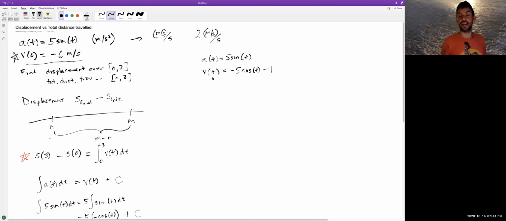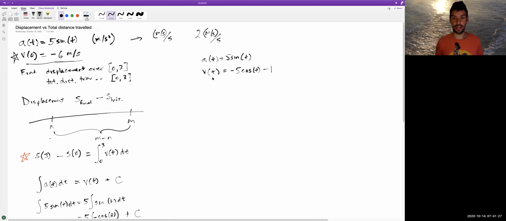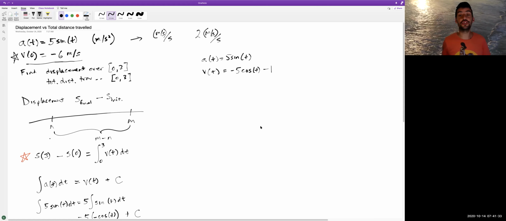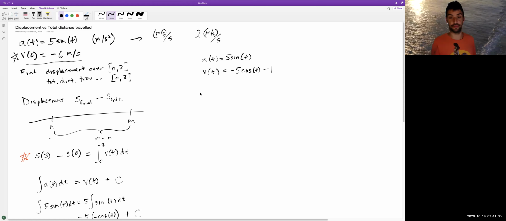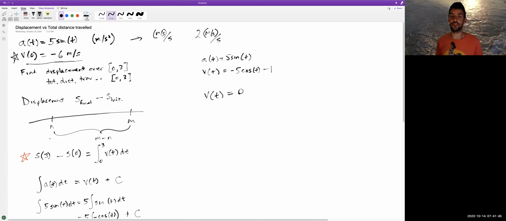So we want to know if this velocity function, which we know starts out as negative, ever becomes positive. It's a continuous function, so to become positive, it would have to pass through 0. So what we could do is find a t so that v of t equals 0.